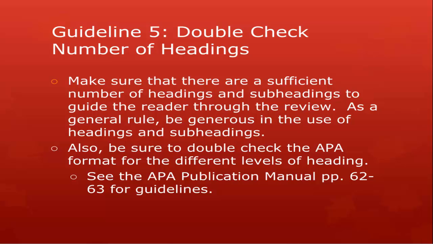Guideline 5. Double-check the number of headings in your paper. Make sure that there are a sufficient number of headings and subheadings to guide the reader through the review. As a general rule, be generous in the use of headings and subheadings. Also, be sure to double check the APA formatting for the different levels of heading, and you can see pages 62 to 63 in the APA publication manual for guidelines on formatting the levels of heading.